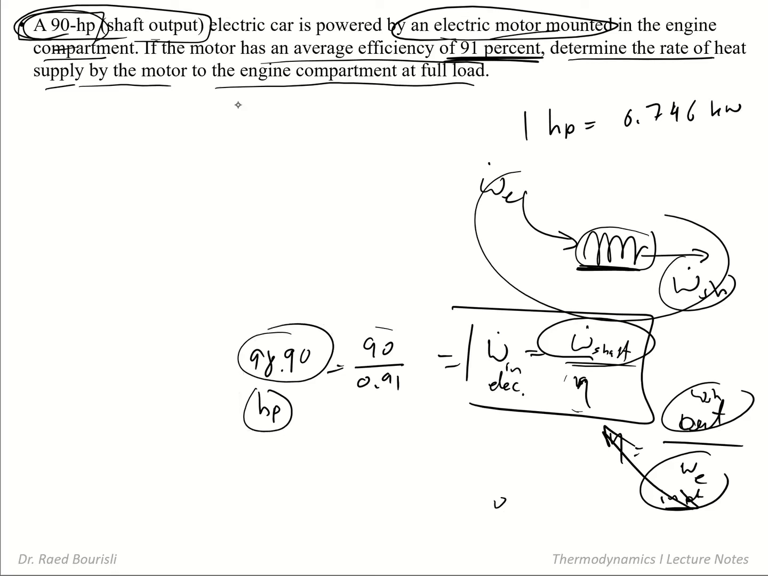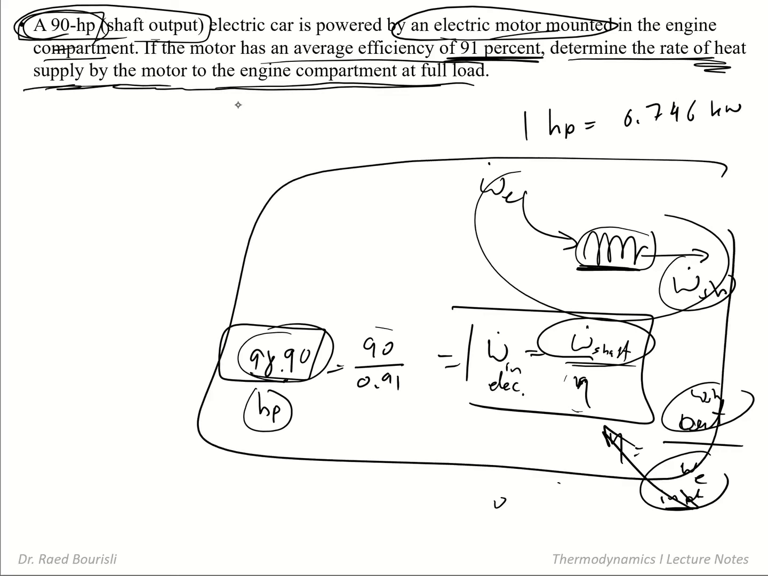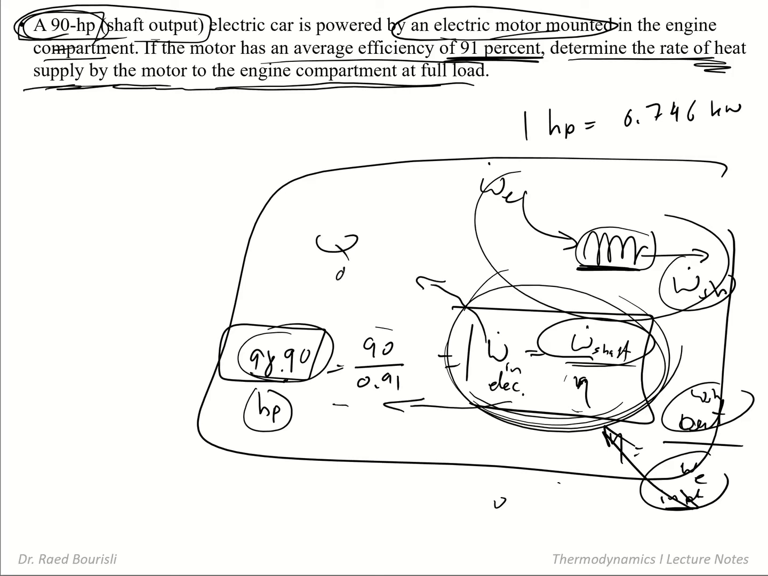So where does the rest of the input energy go? It goes into heat. The inefficiencies, friction between the parts of the motor, imperfect combustion or expansion or contraction or whatever. So this is the heat supplied by the motor to the engine compartment. So this electric motor is giving this shaft power. Where does the rest go? Heat, dissipation heat.